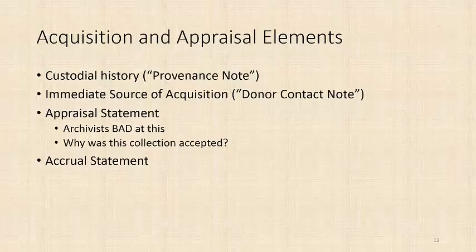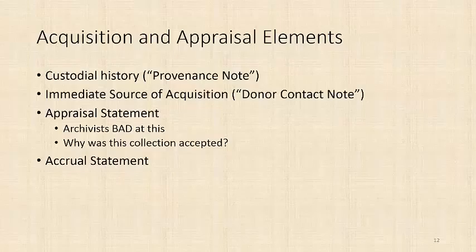You see here the custodial history, often referred to as a provenance note. The immediate source of acquisition, which might be as simple as a person's name or an organizational name, but frequently contains all kinds of contact information, which is particularly necessary if you have some kind of use or access restriction that can be overridden by express permission. The acquisition and appraisal elements should have an appraisal statement.